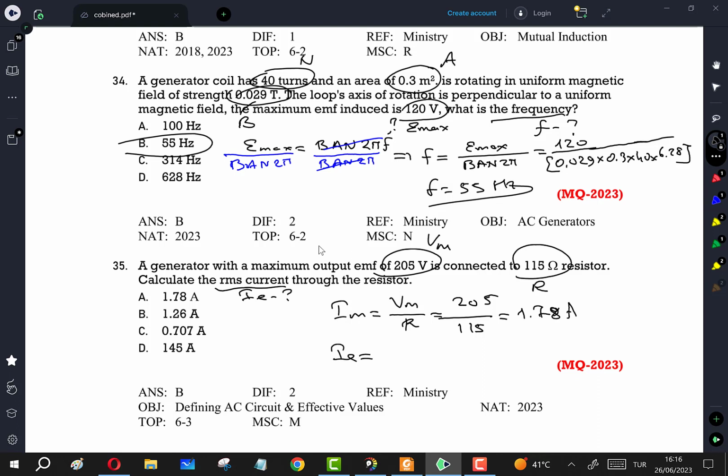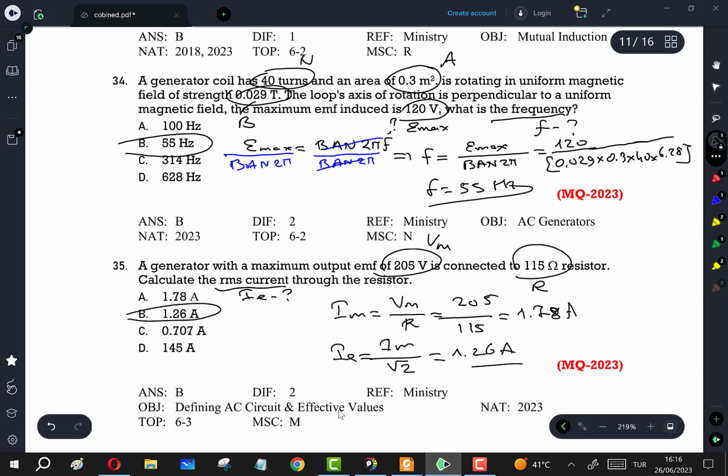Effective current is the question. Im divided by root of 2, which is 1.26 ampere, is the answer. B is the correct choice for this question.